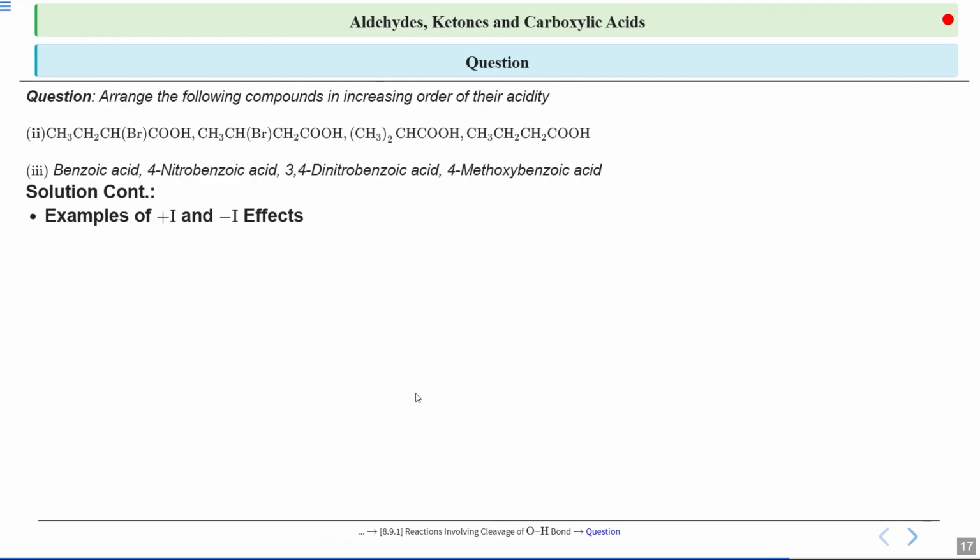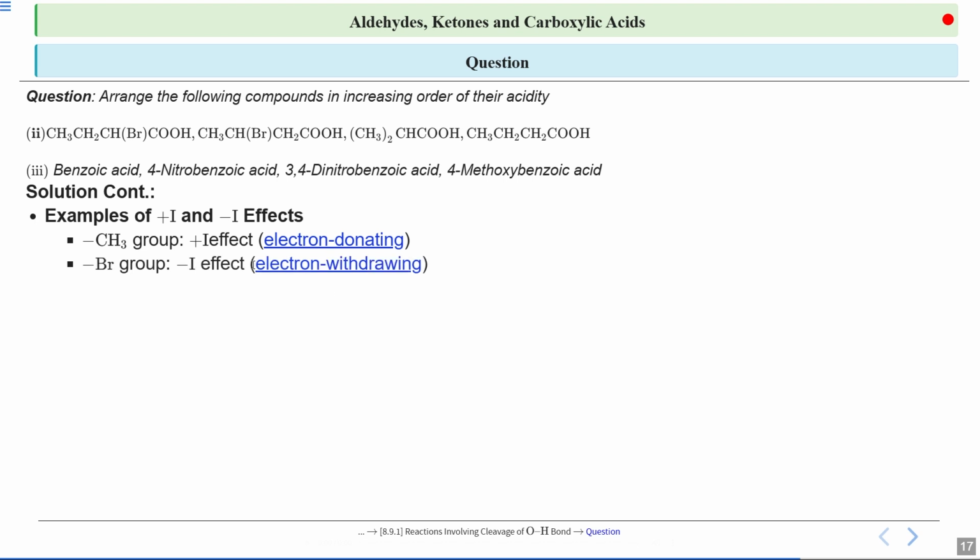Okay, now if we see the examples of plus I and minus I effects, then the CH3 group, this methyl group, shows plus I effect, means it can donate the electrons. If this donates the electrons, then what will happen? It will decrease the acidity. Similarly, if I talk about Br, the bromine group, it has minus I effect, means it can withdraw the electrons. So this electron withdrawing property can make the compound more acidic. How? By stabilizing the negative charge on the conjugate base.